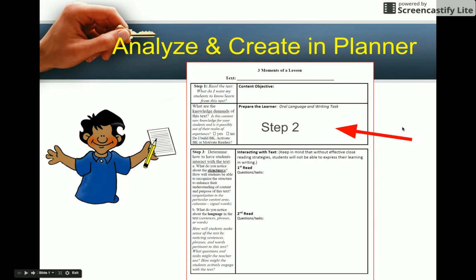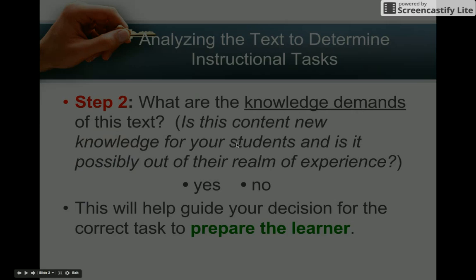All right, now that you have your content objective, we'll begin with step 2, preparing the learner. So make sure you have your planner ready, and you are looking at these questions, and you're going to write yes or no. Let's look at what we want to do here.